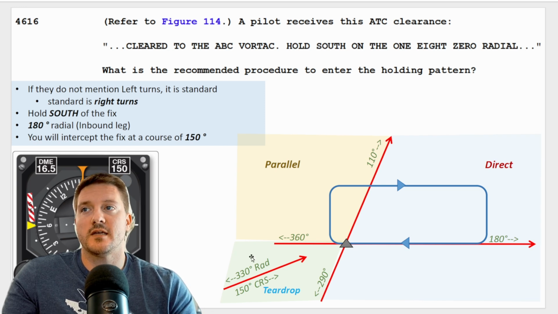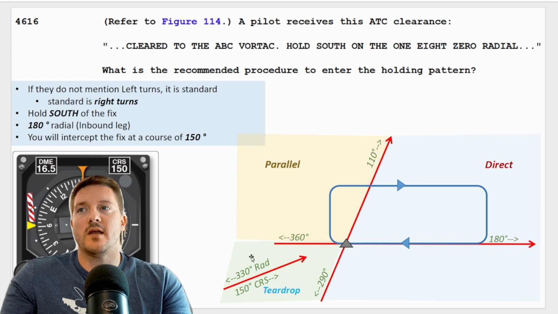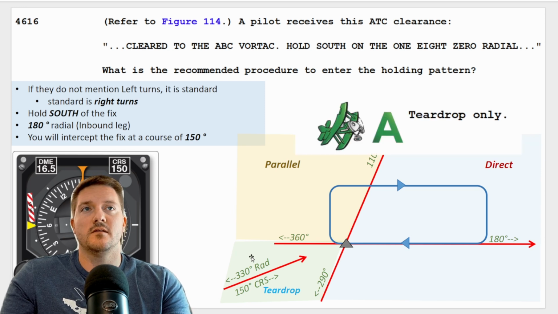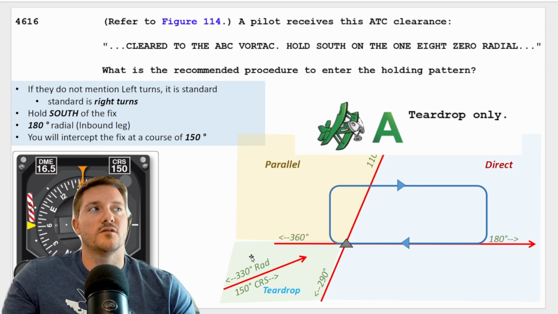So let's check that out. So that's going to be answer A, teardrop entry. All right, got another one right. Cool. On to the next question.